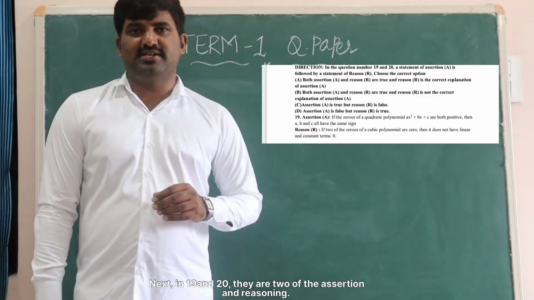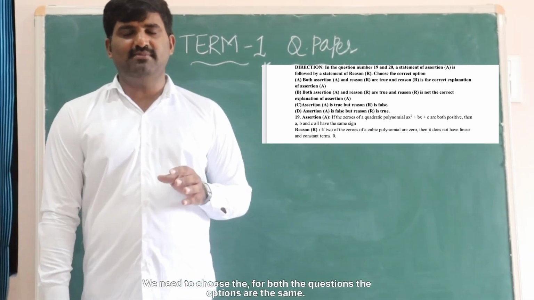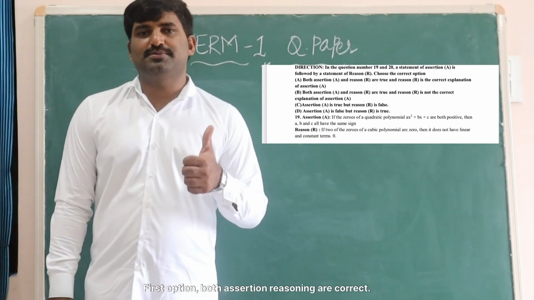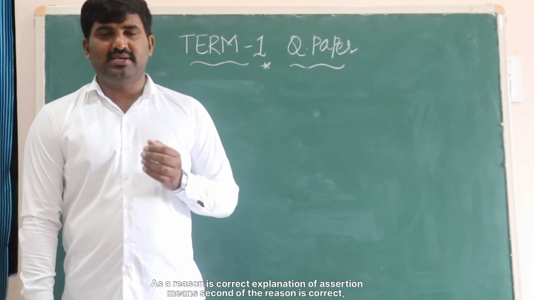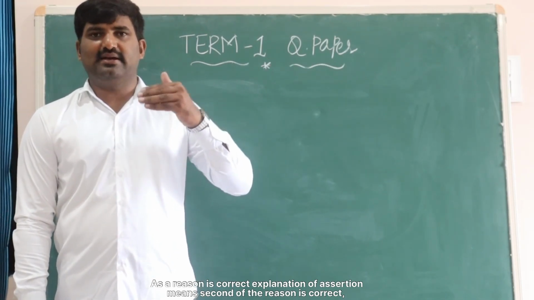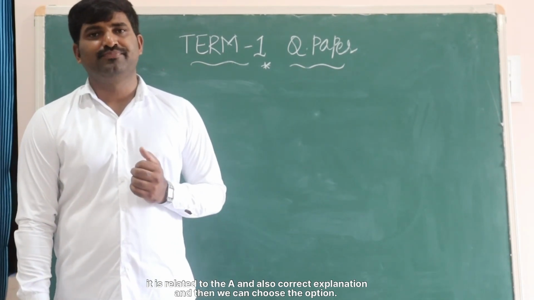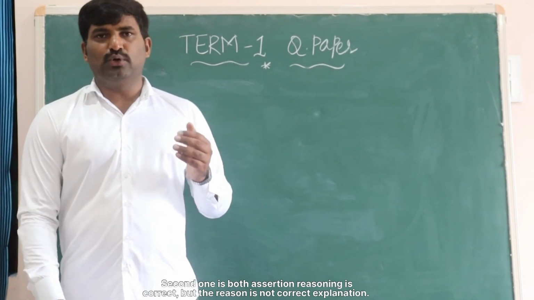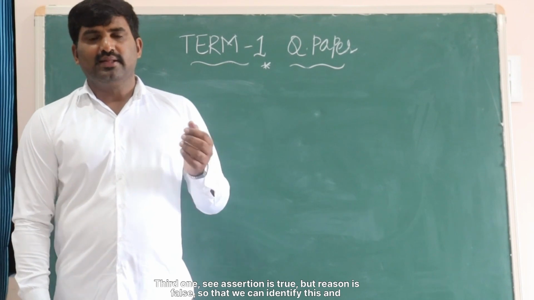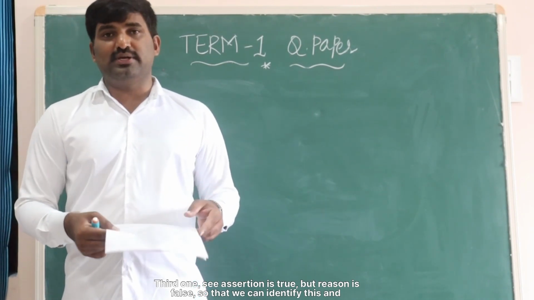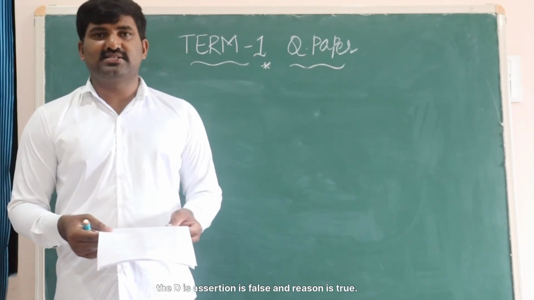Next, the 19th and 20th questions. These two are assertion and reasoning. Here 4 options will be given. For both the questions the options are the same. We need to choose the correct option. First option: both assertion and reasoning are correct, and the reason is the correct explanation of the assertion, meaning the second statement is correct and related to A, so we can choose this option. Second: both assertion and reasoning are correct, but the reason is not the correct explanation. Third, C: assertion is true but reason is false. So directly you can identify this. And D: assertion is false and reason is true.